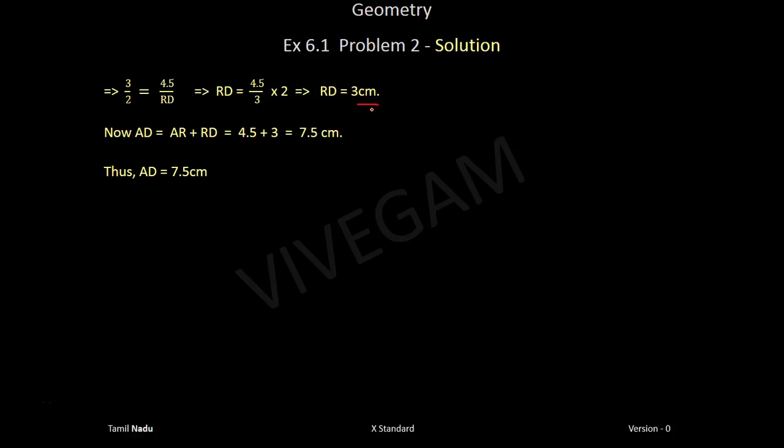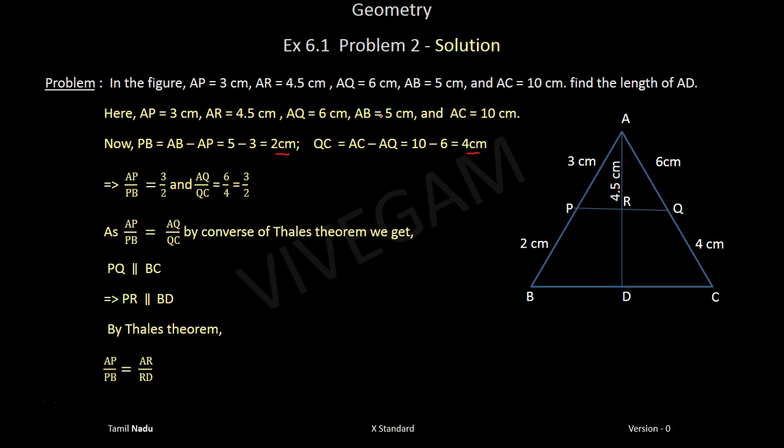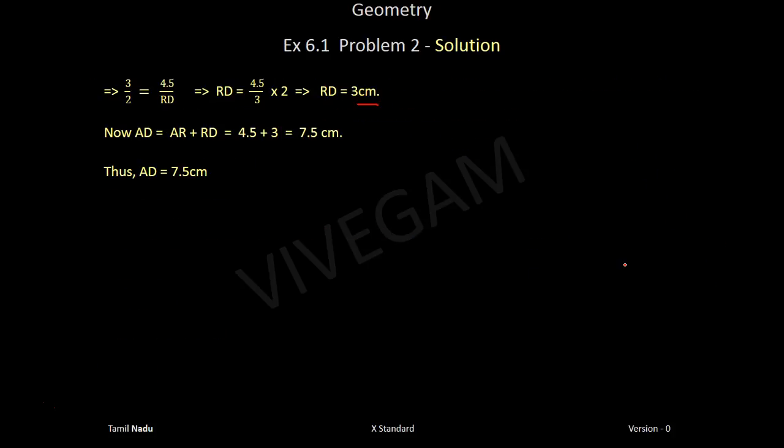Now we have RD equal to 3 centimeters, and we are asked to calculate AD. What is AD? AD is AR plus RD. So that's equal to 4.5 plus 3, that's 7.5 centimeters.